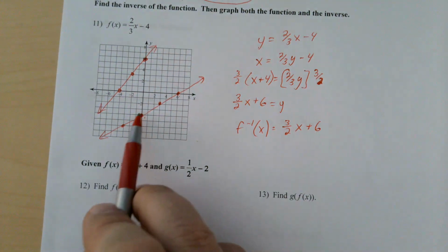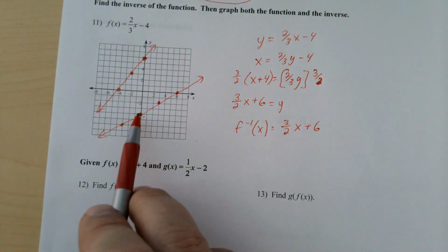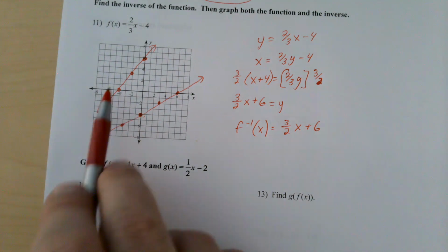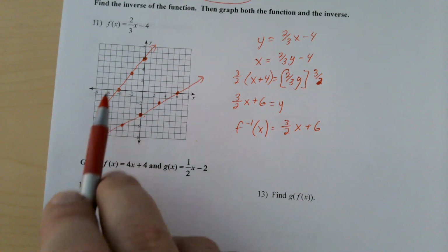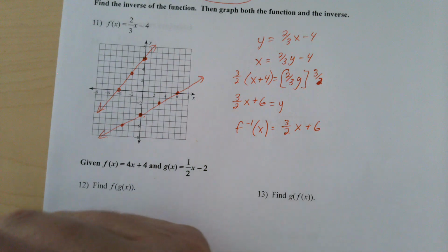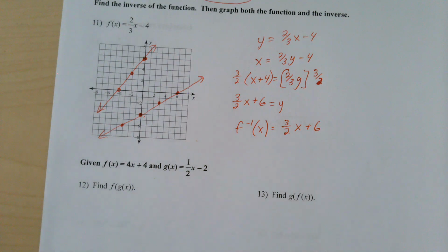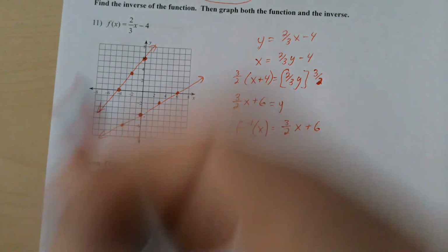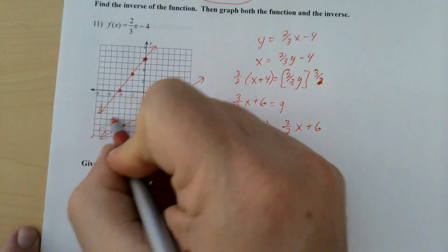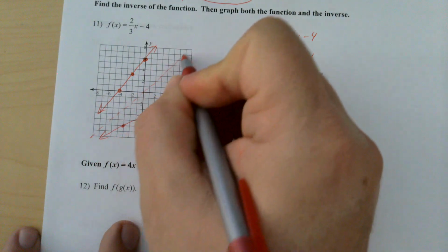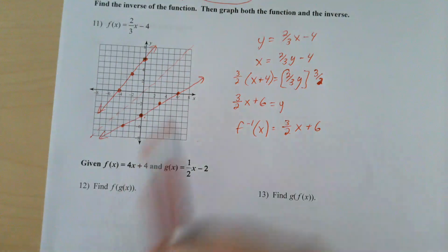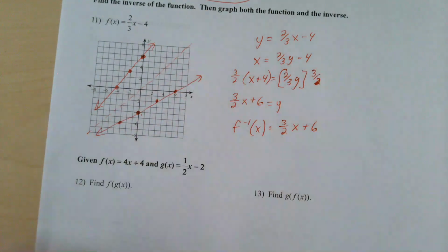Okay, and just look at this point. This point is 0, -4. Well, on my inverse line, I have -4, 0. You switch the roles of x and y, and that's how it's always going to be. And remember, it's a mirror image about y equals x. So if I could fold my paper over this line, all the dots are going to match up. That's how inverse functions work.